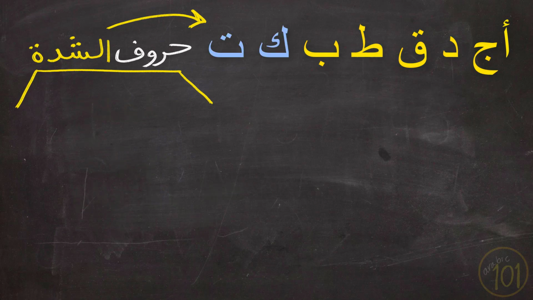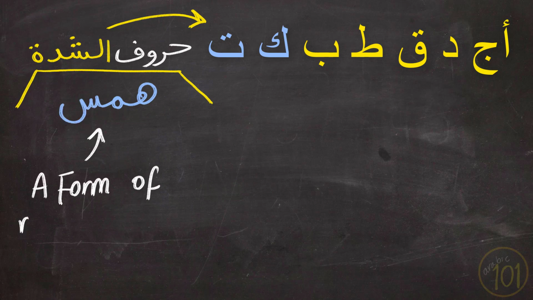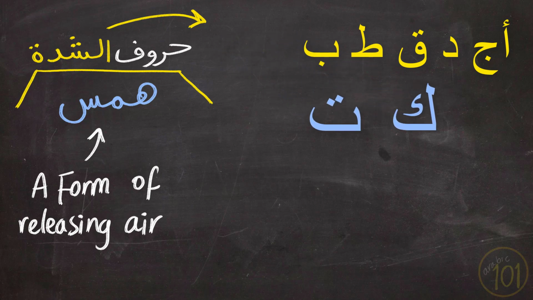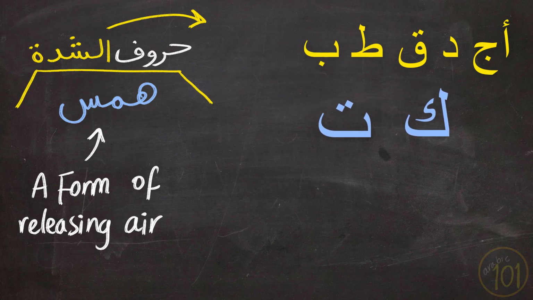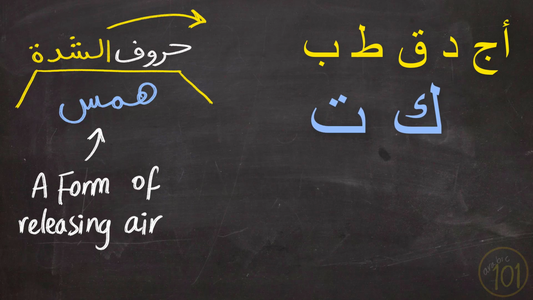Interestingly, the other letters, kaf and ta, also require a form of releasing air, which is called hams, which is what we covered last lesson. So without hams, these two letters will sound very similar. Ak, at. But with hams, ak, at. They are distinguishable and it is easier to pronounce them as well.